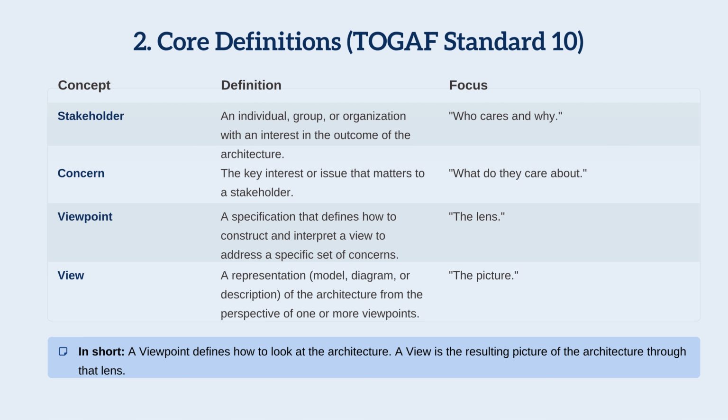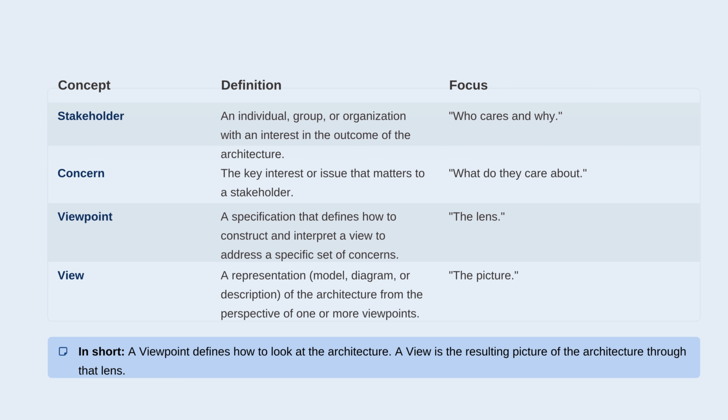Let's define the key terms. A stakeholder is anyone with an interest in the outcome of the architecture. A concern is what that stakeholder cares about, for example, performance, cost, or security. A viewpoint defines how to construct and interpret a view. It's like a lens or a recipe. And a view is the representation you create, a diagram, matrix, or description that addresses those concerns. In short, viewpoint equals how to look. View equals what you see.